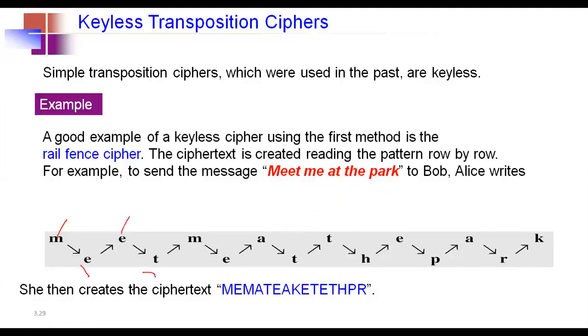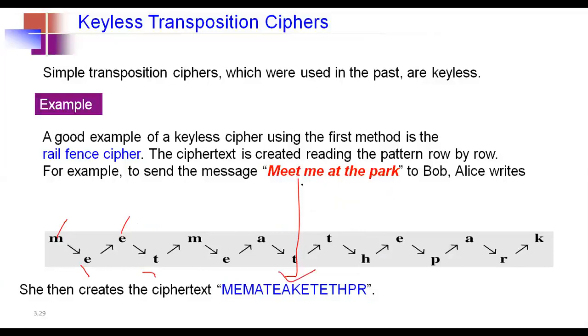Like that, I split the text row by row. Then I combined them: I took the first row's characters first, followed by the second row's characters. So this is the secret text for this plain text. This is the secret text.